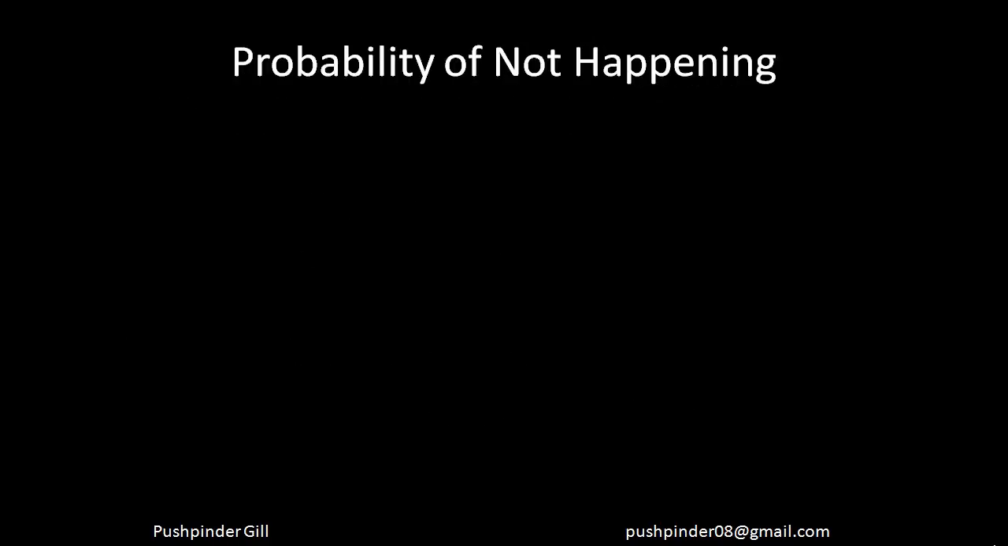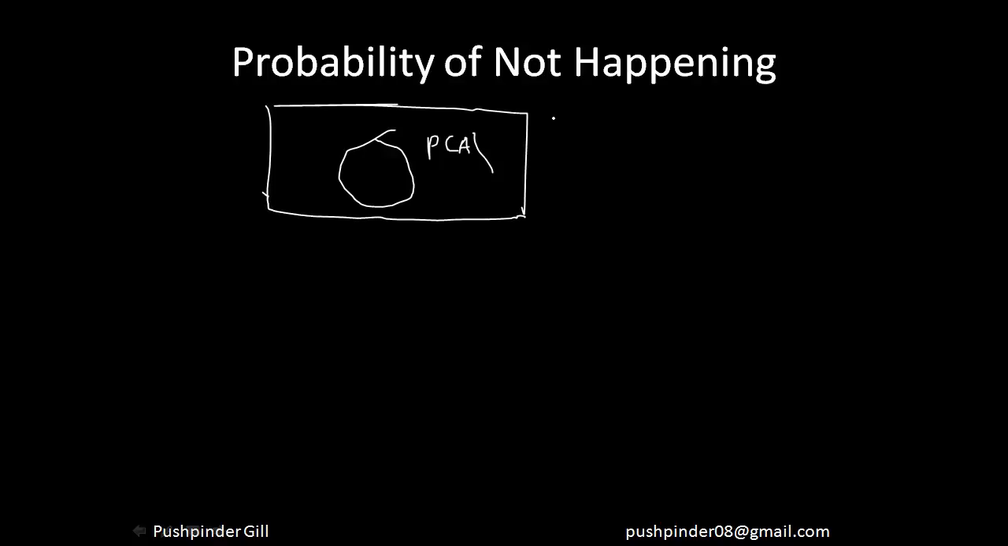Now, the probability of an event not happening. Let's suppose this circle here denotes the probability that event A happens, and this square over here is the complete universe, fine? So this is the universe and this circle represents the probability that event A will happen. Let's suppose you drinking a cup of coffee. Let's suppose the probability of you drinking a cup of coffee is equal to P of A. Now what is the probability that you will not drink a cup of coffee?